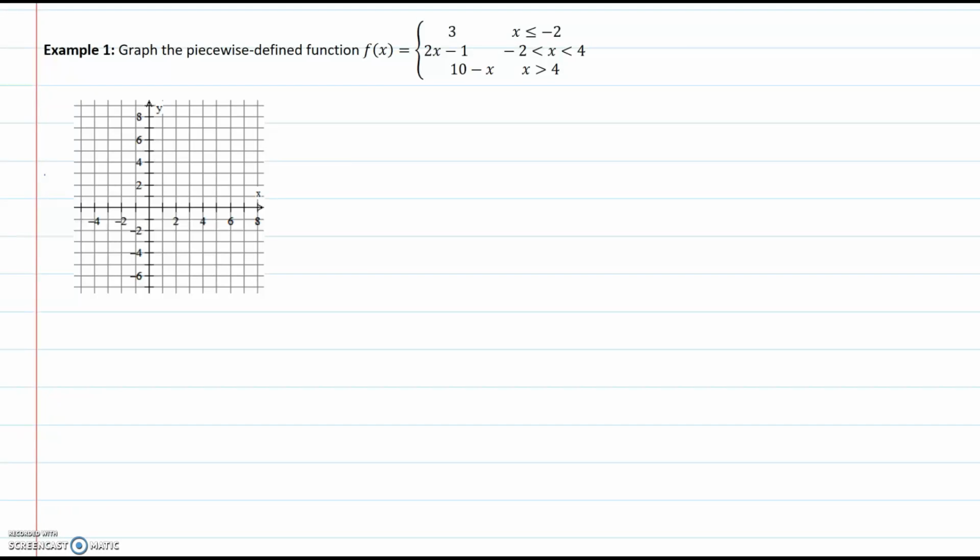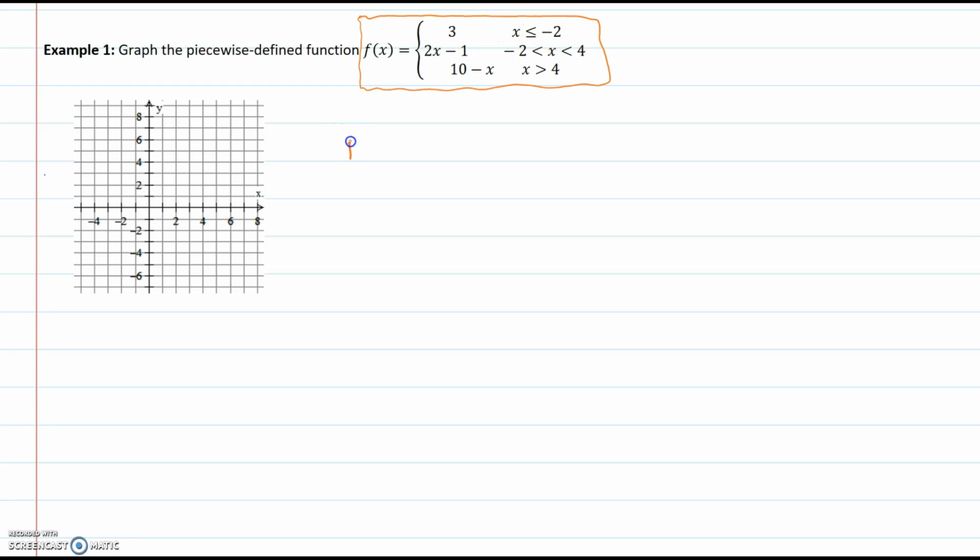Alright, so now we're going to try and graph a piecewise defined function. And the function is defined up here. You can see the entire thing is up here at the end of that sentence. We're going to take it piece by piece, so line by line in other words.